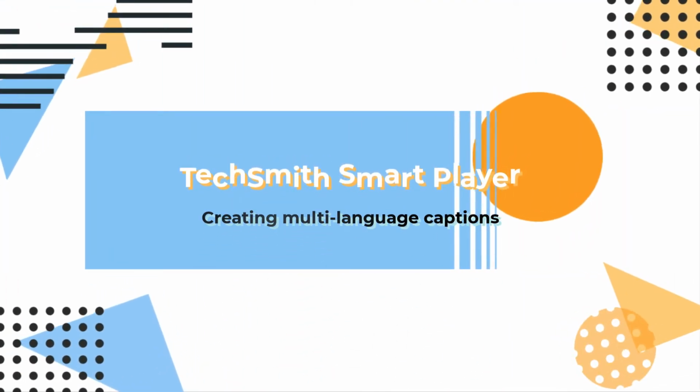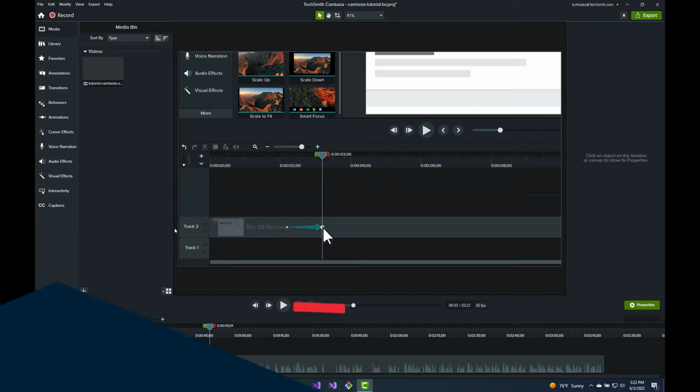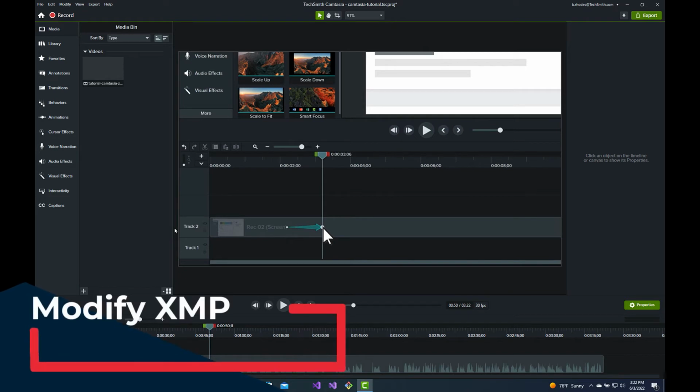Hello, today I'm going to walk you through how to add multilanguage captions to your Camtasia production using the TechSmith Smart Player. There are two different ways this can be done, and I'll go through both methods and the pros and cons of each method. But before we do that, we must have a Camtasia project with captions, so let's do that first.